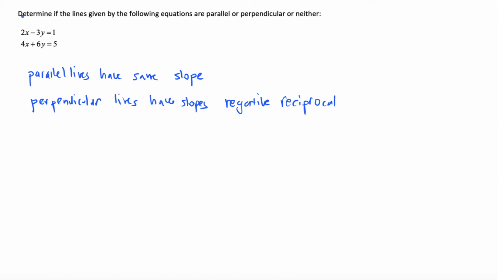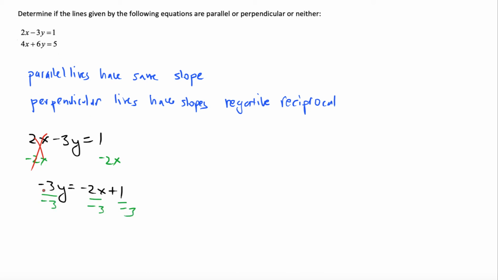Remember, the best way to do this would be just to solve for y. Let's do that for the first one here. Let's subtract the 2x from both sides. The 2x's will cancel out on the left, so we get negative 3y equals negative 2x plus 1. And here, let's divide everything by negative 3, because that isolates the y. We get the y by itself, so y is equal to, and here you have to be careful with your signs, positive 2/3 x minus 1/3.